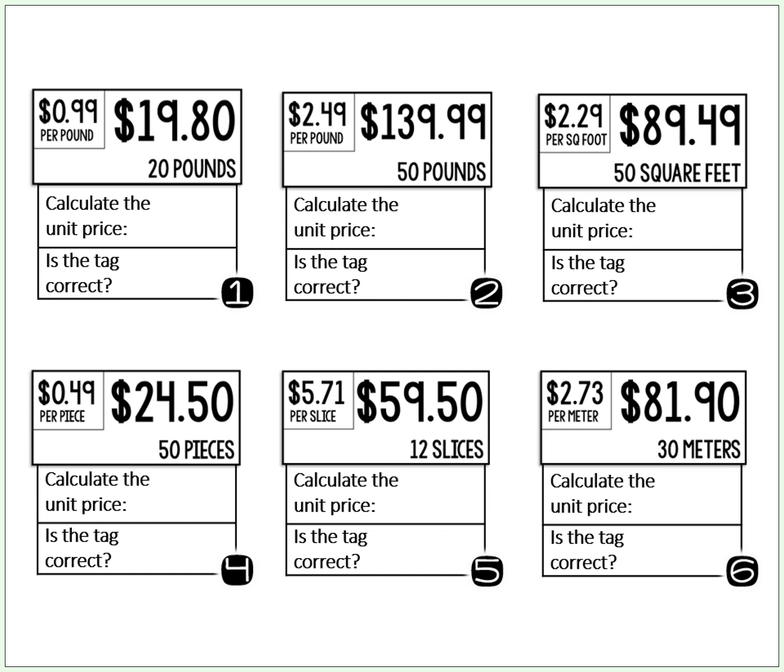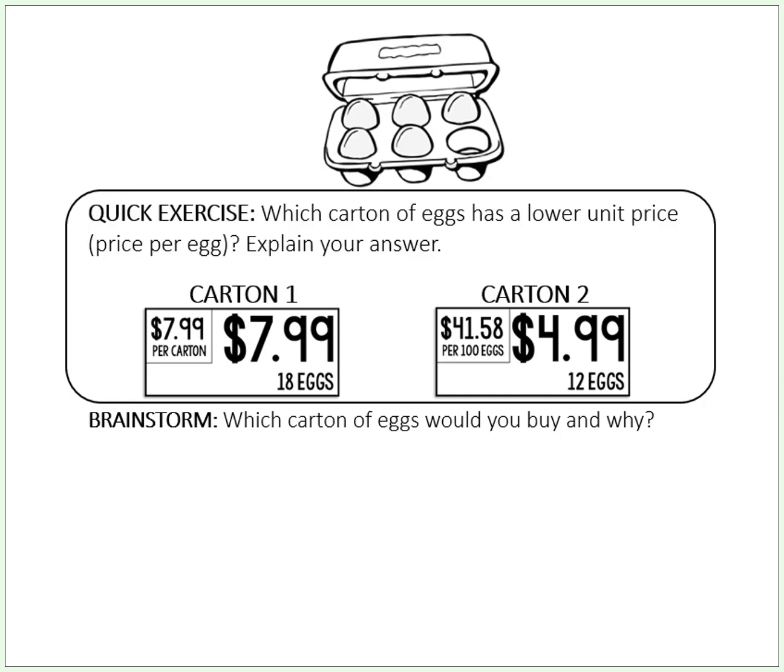So on this first one, it's $19.80 price per unit. 19.8 divided by 20. That gives me 99 cents per pound. So is it correct? Yes. So work through these, price per unit. Just keep going and work through the exercise and brainstorm.